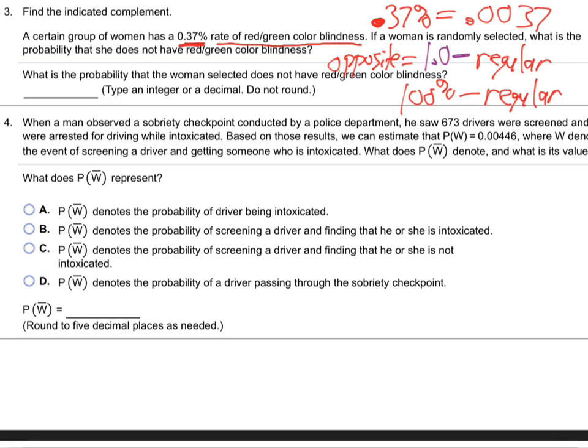So 1.0 in decimal. If they give it to you in decimals, just use 1.0. If they give it to you in percentages, just subtract from 100. Both are good. Both are right. Am I making sense?